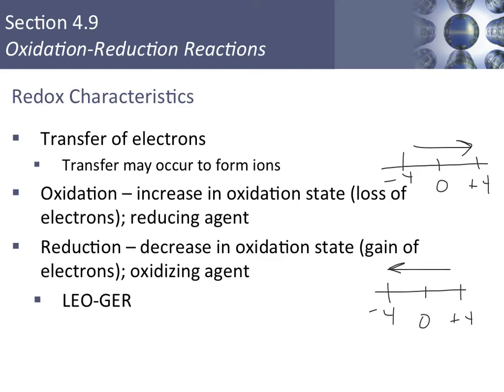So when we look at a redox reaction, we're going to pick out what's oxidized and what's reduced. And there's a little mnemonic here that might help you remember what it means to be oxidized or reduced. If you lose electrons, you are oxidized, LEO. If you gain electrons, you are reduced, GER.